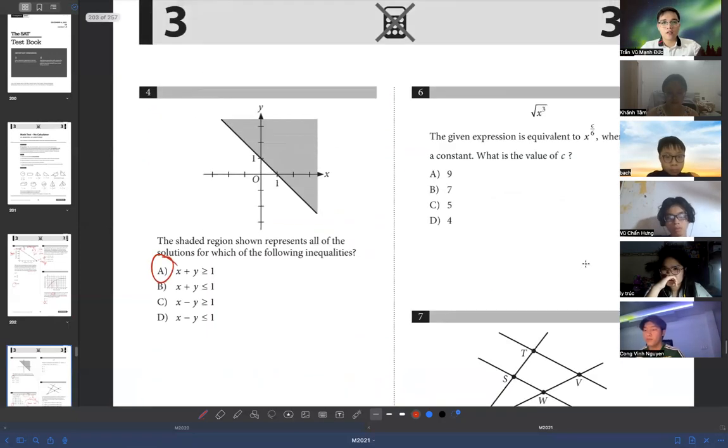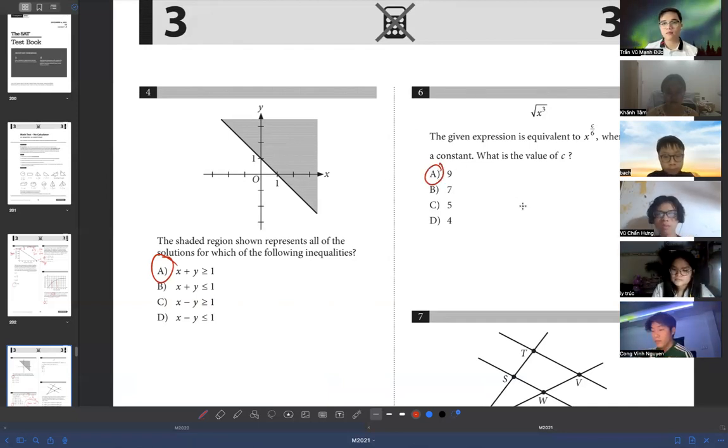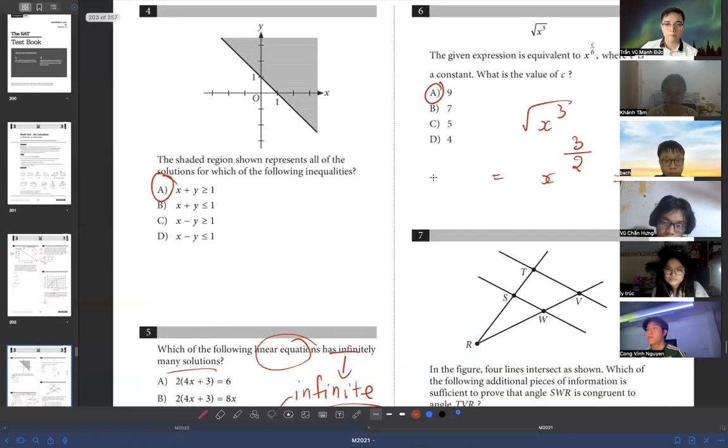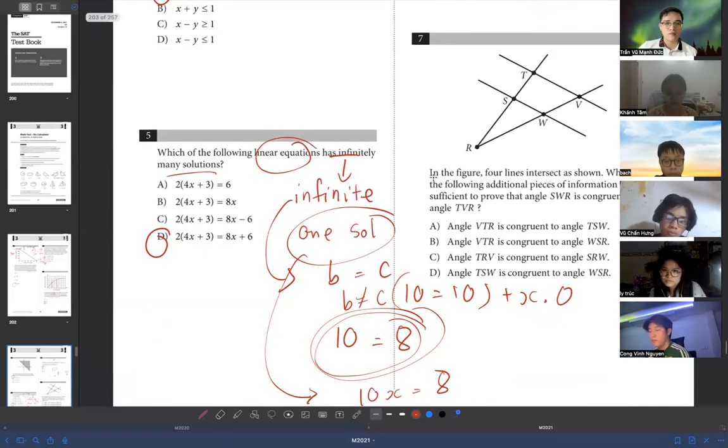All right, very good. 6. A. 6A. Let's see. Square root of x to the three halves, and okay, 3 times 3 is 9. Is 9. Okay. 7, it's back's turn. Number 6 is done, number 7 is B. B.